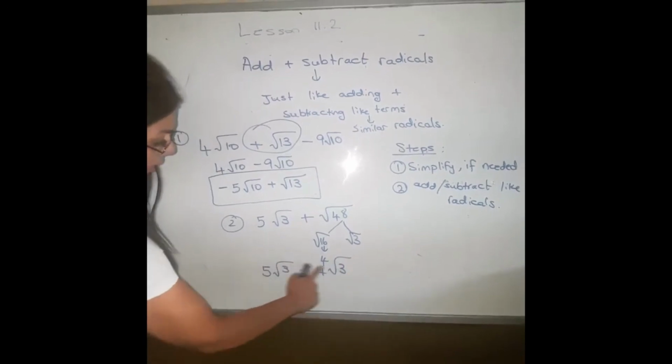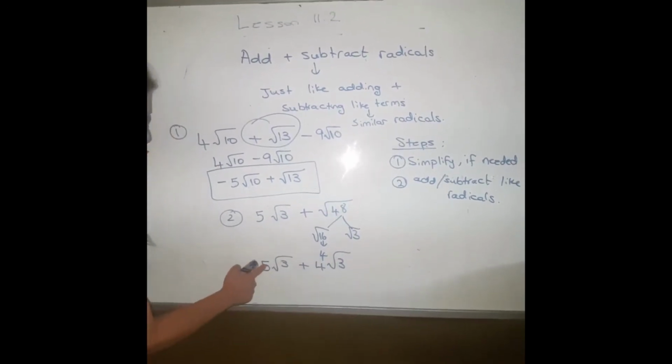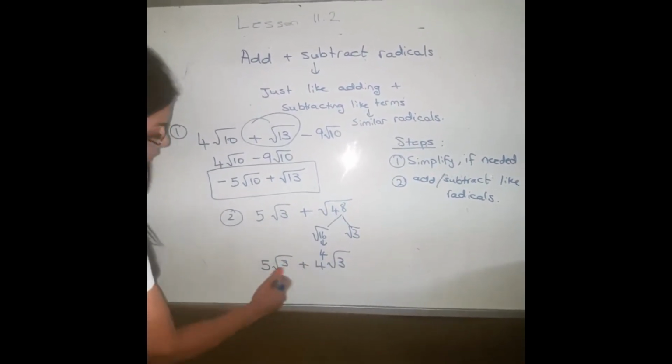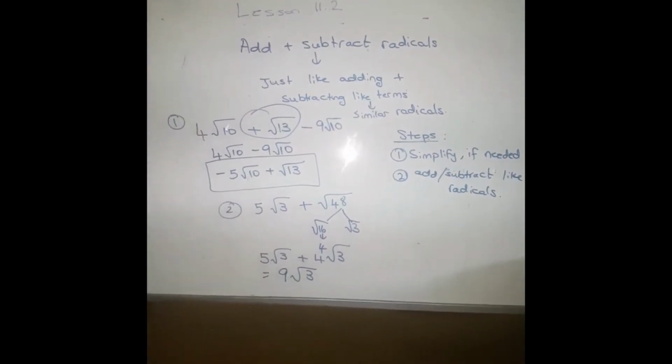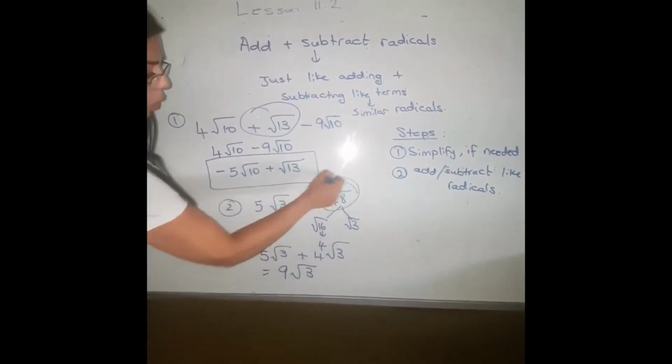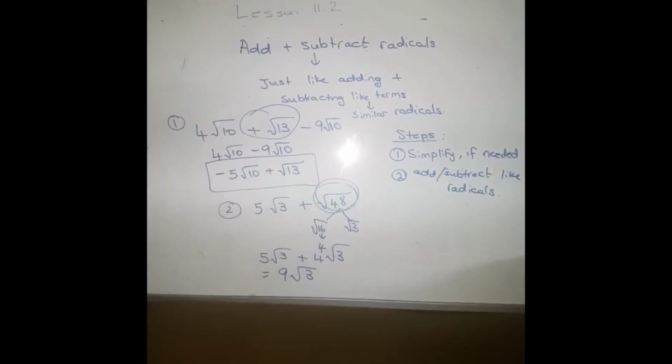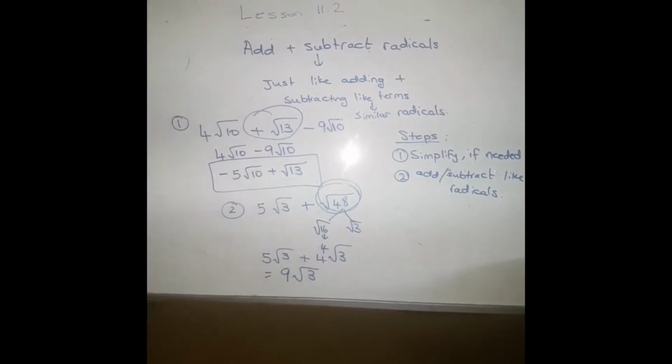Are they alike? Yes. So I add or subtract my whole numbers. 5 plus 4 is a 9 radical 3. Did you see how I simplified? First, you always have to simplify if you can, and then you add and subtract your like terms.